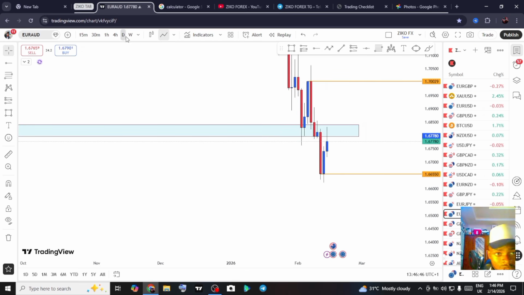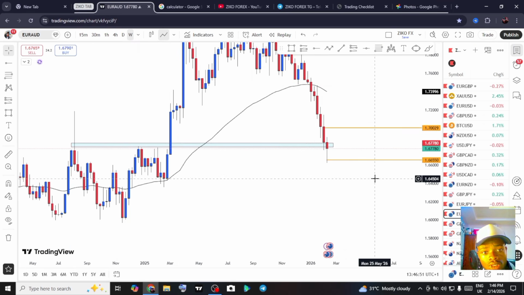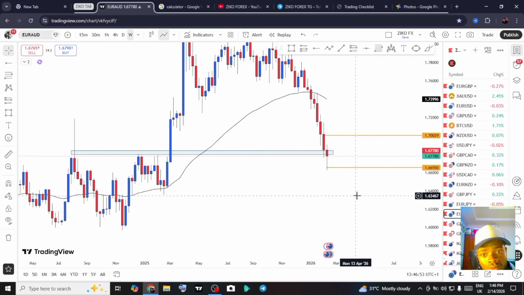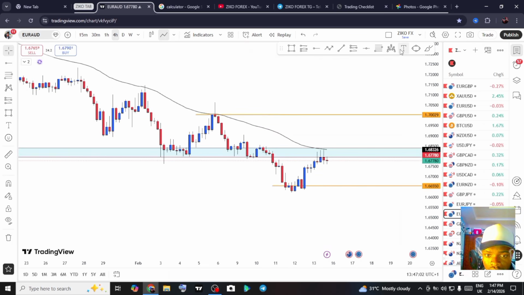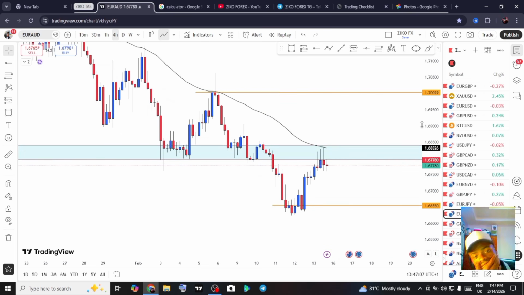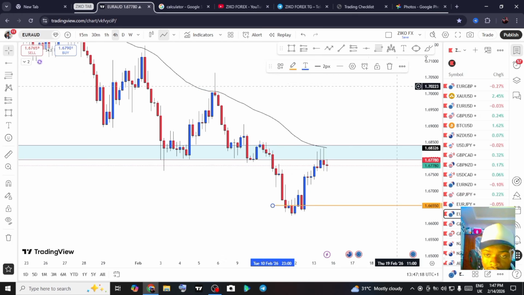So daily time frame is bearish. Weekly time frame, let's see. Weekly time frame is also bearish, but for us to sell, we need a retracement. Four-hour time frame actually looks good.